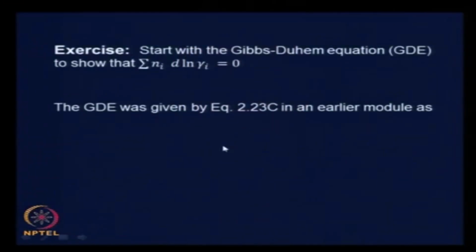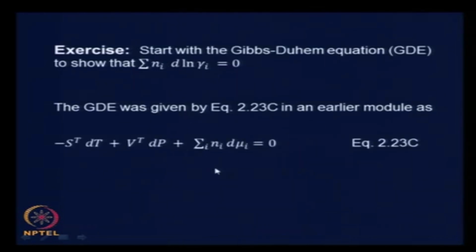We know that the Gibbs-Duhem equation, which was given as 2.23C in an earlier module, the second module, was minus S_t dT plus V_t dP plus sum over N_i d mu_i equals 0. Just check the sign here, I think it is a negative. This is a simultaneous variation of temperature, pressure and the chemical potential, if you recall that special aspect about this equation.